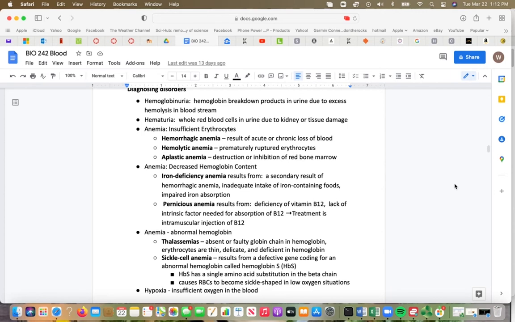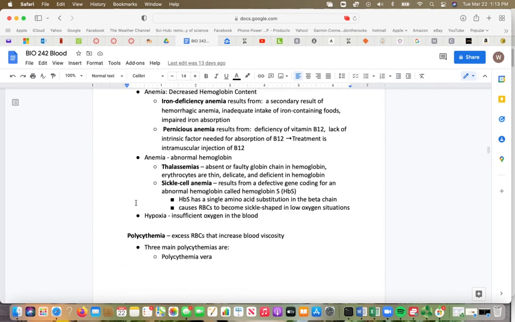With pernicious anemia, this is a deficiency of vitamin B12. This can be from a lack of intrinsic factor that's needed for the absorption of B12. So in those cases, they give intramuscular injections of vitamin B12. Then you can also have abnormal hemoglobin. So the thalassemias are going to have an absent or faulty globin chain in the hemoglobin. This is going to result in red blood cells being thin, delicate, and deficient in hemoglobin.